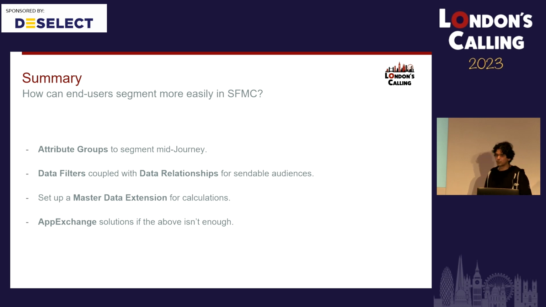So let's just kind of go over what we've covered, right? So attribute groups are really good if you want to segment mid-journey, and they really get you these targeted journeys, these targeted campaigns. But you want to be grooming your audiences beforehand, otherwise it can get out of hand and can cause platform errors. And how do you do that? Well, why not try using data filters and data relationships?